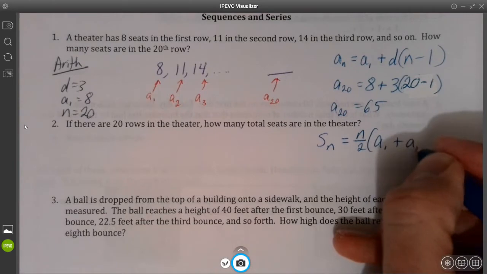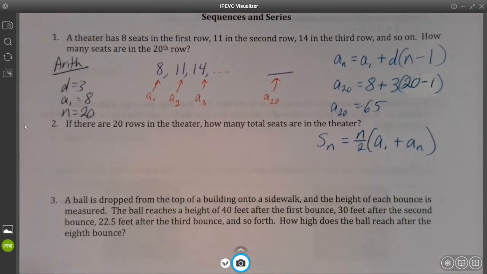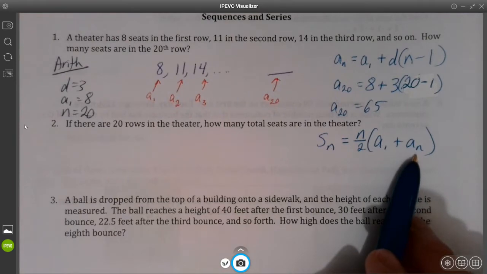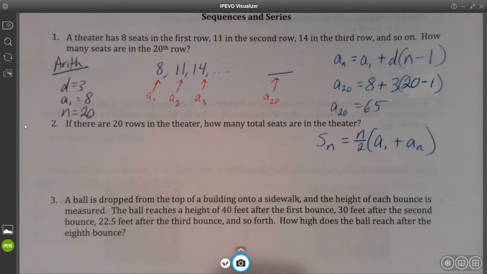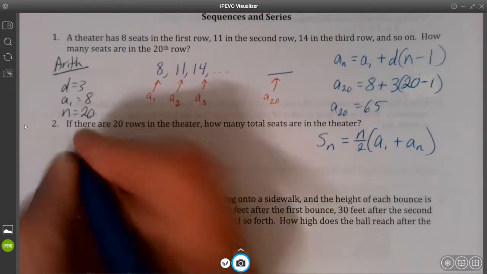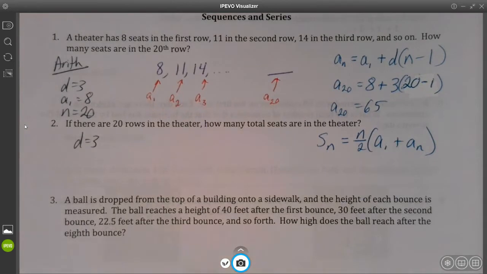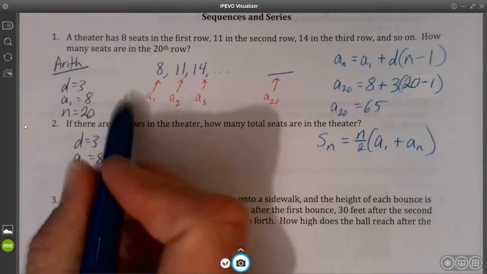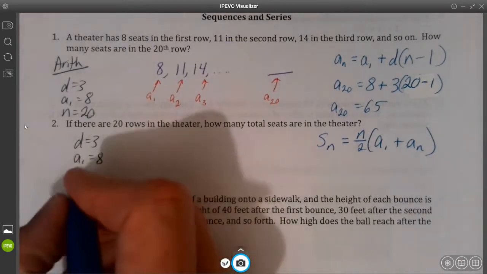A sub 1 plus A sub n. So these are the number of seats in the first row. These are the number of seats in the nth row, in this case, the 20th row. So if you find the need to write all this down again, you could be like, oh, my common difference is 3, which actually is not necessary at the moment. My first term is 8. I knew that. Same problem, by the way, just different question.